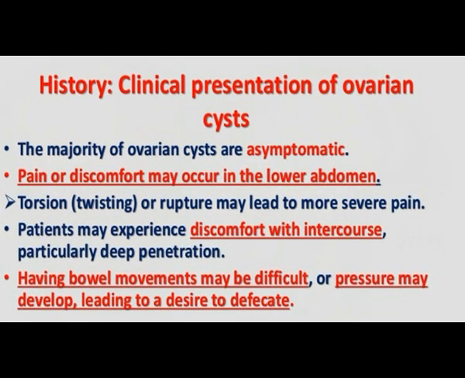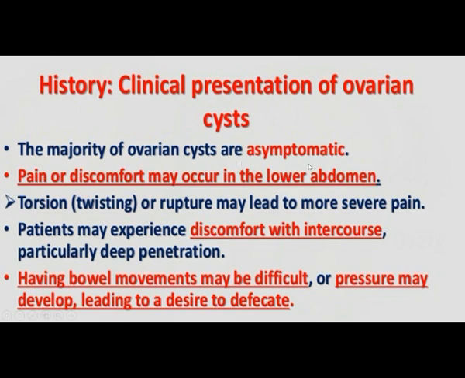So till now we have seen the different types of cyst: the functional cyst, divided into follicular or corpus luteum cyst, hemorrhagic cyst, cystadenoma, that is serous and mucinous type, dermoid cyst, endometrioid cyst, and polycystic ovary. Now we can see the clinical presentation of ovarian cysts.